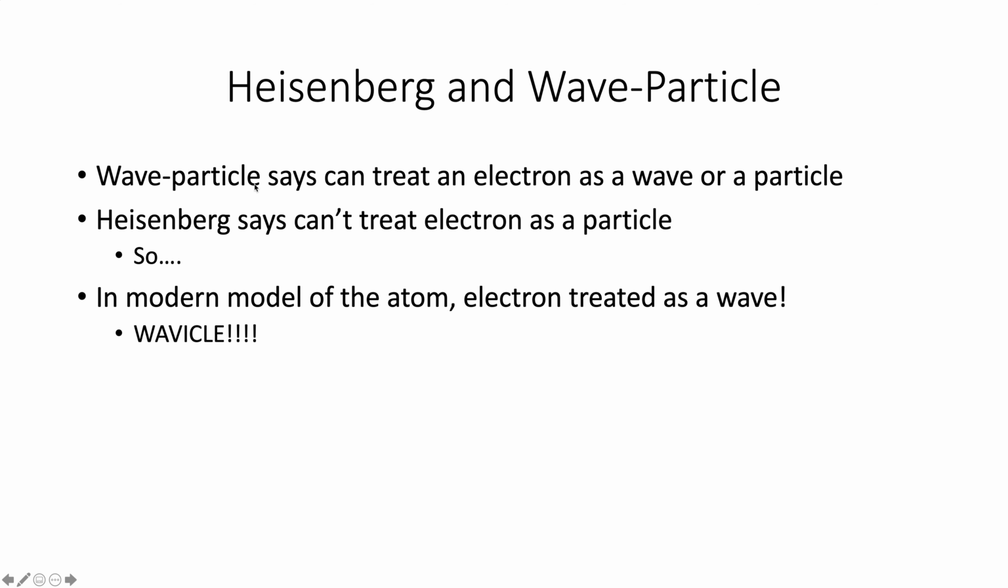The wave-particle duality says we can treat an electron as a wave or a particle. Heisenberg says you can't treat it as a particle, however. So, you guessed it, in the modern model of the atom, an electron is treated as a wave. I actually had a student once write on a test, it's a wavicle. So the idea of the wave-particle duality is that there are waves and there are particles, but there's this gray area in between. The electron is really in the gray area in between. For the model of the atom, we treat it as a wave.